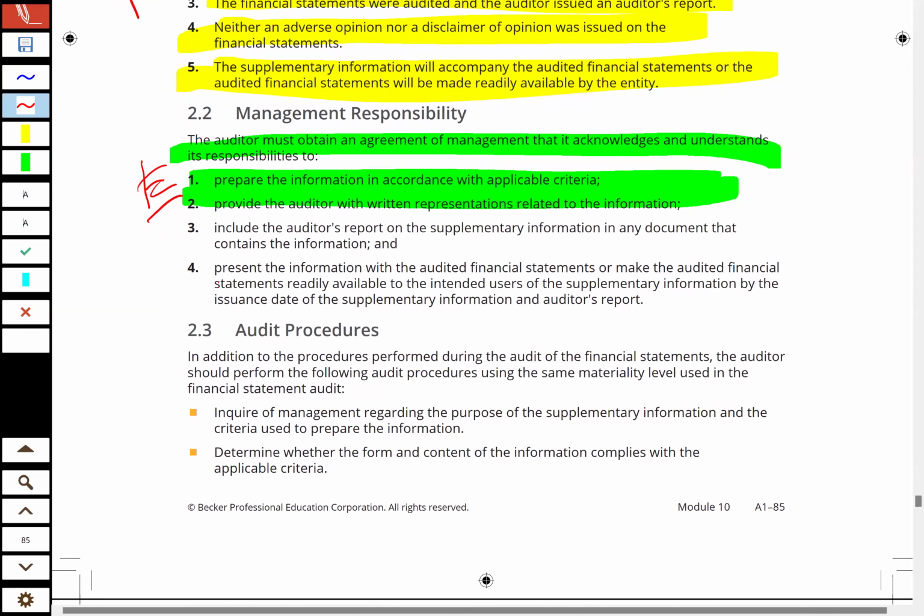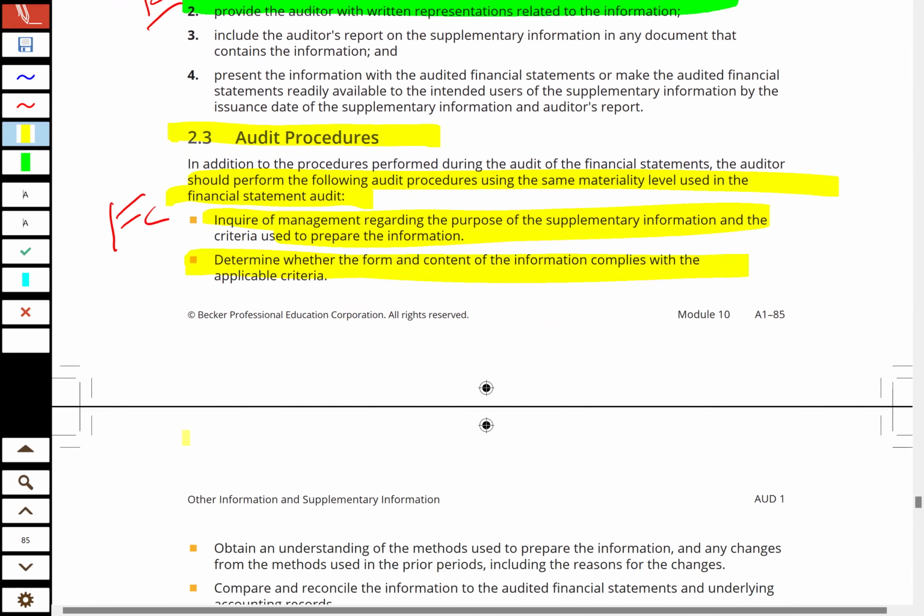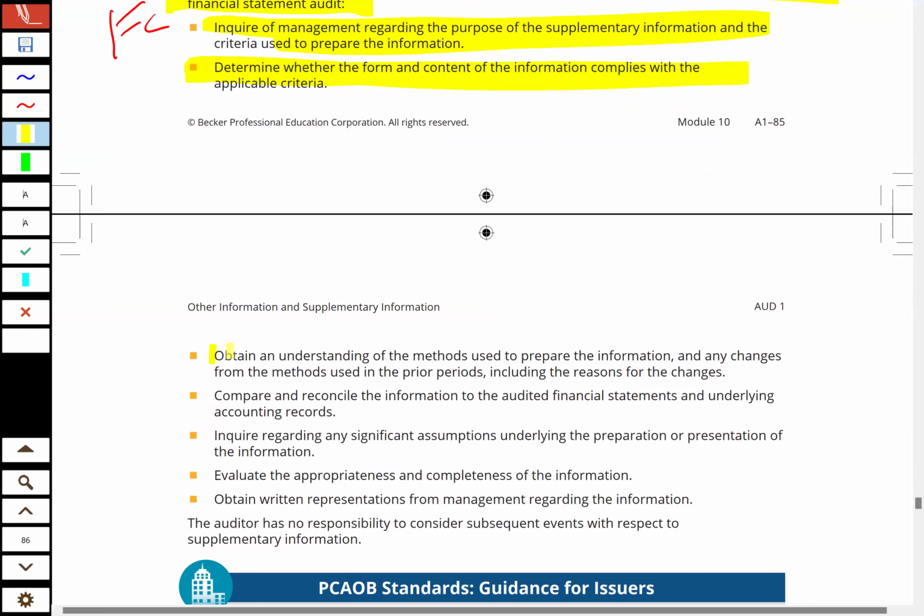Now, what are our audit procedures? Let's take a look at the audit procedures where you have chosen to be engaged to give the opinion on the supplemental information. I don't cross that out. I want to highlight it. Inquire of management regarding the supplemental information. Determine whether the form and content of the information complies with the applicable criteria. Obtain an understanding of the method used to prepare the information. This is the big one.